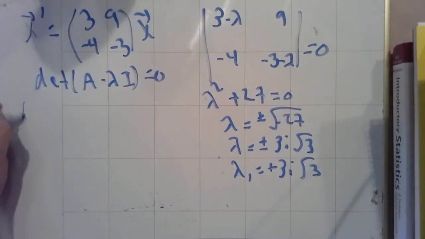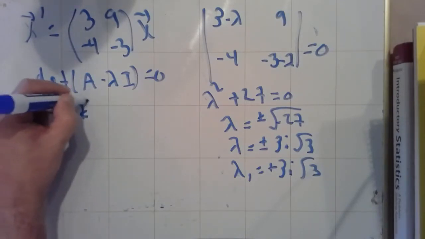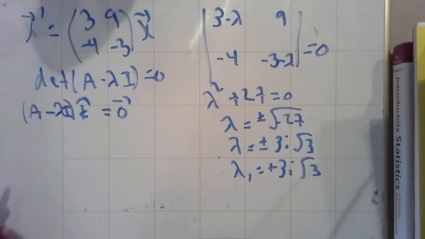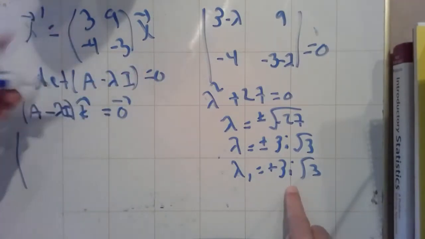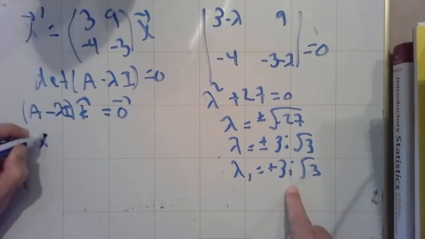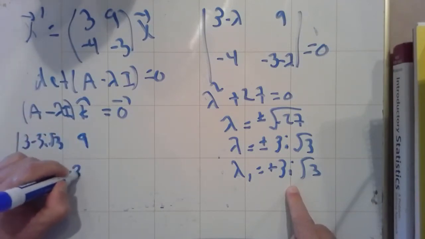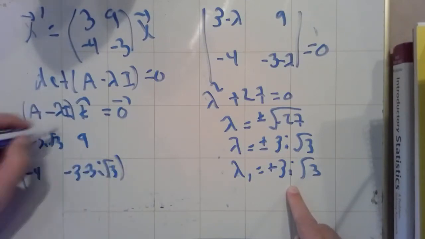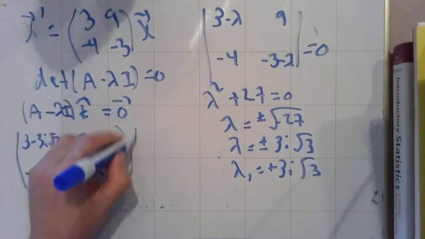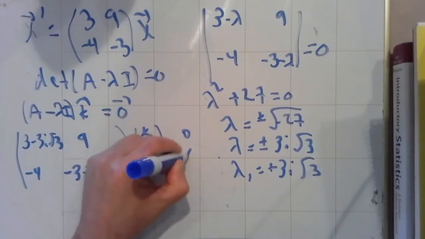So to find our eigenvector, we want A minus lambda I times k equal to the 0 vector. So that will be 3 minus 3i root 3, 9, negative 4, negative 3 minus 3i root 3. That's A minus lambda I times k1, k2 equals 0, 0.